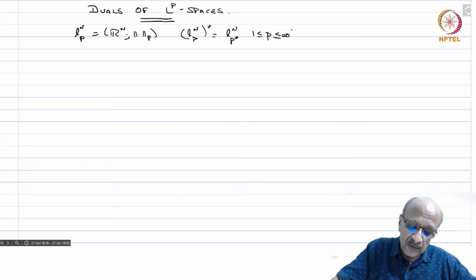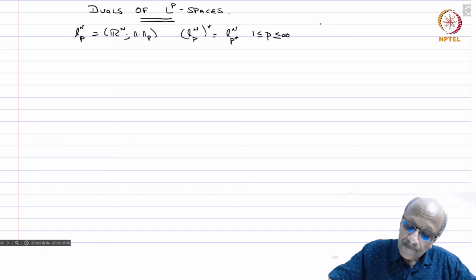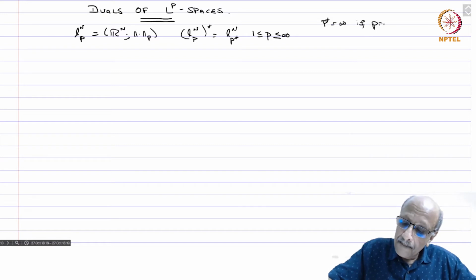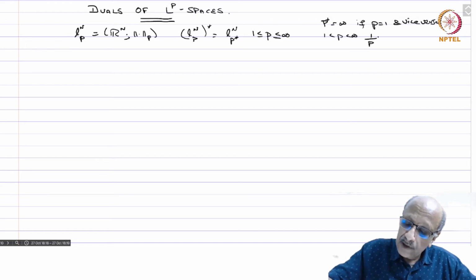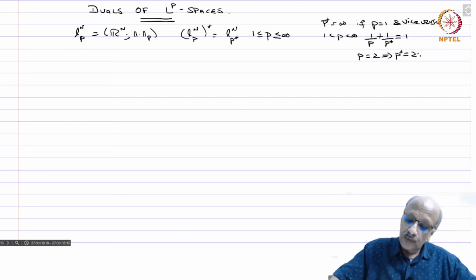All these spaces being finite dimensional are reflexive, and therefore this holds for the entire range of values of P, where P star equals infinity if P equals 1 and vice versa, and if 1 is less than P is less than infinity, then you have 1 by P plus 1 by P star equal to 1. So in particular, if P equals 2, this implies P star is also equal to 2.